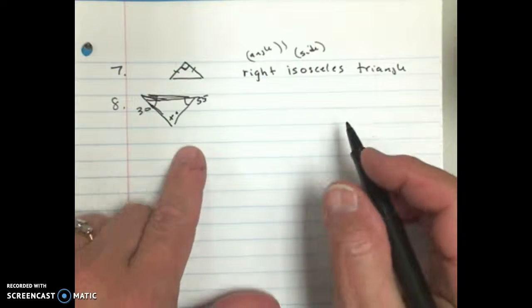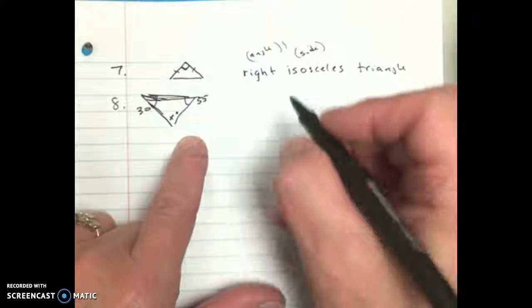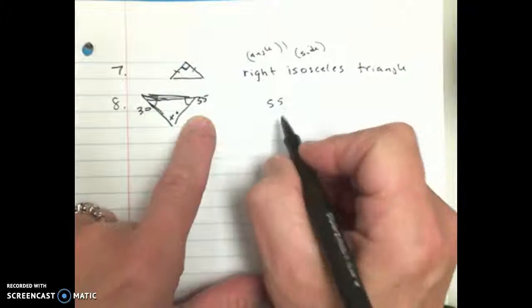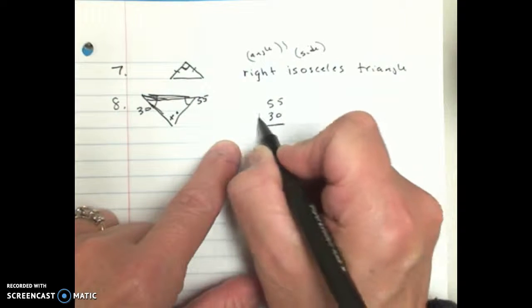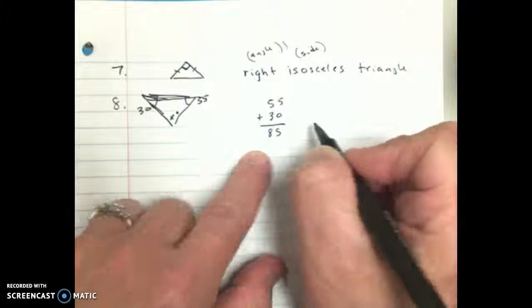Or excuse me, 180 degrees, that's silly. 180 degrees. So if we have a 55 degree angle, and we have a 30 degree angle, we want to know what that equals so far. It tells us we have 85 degrees.